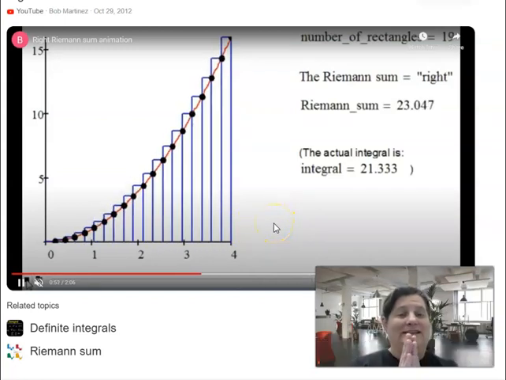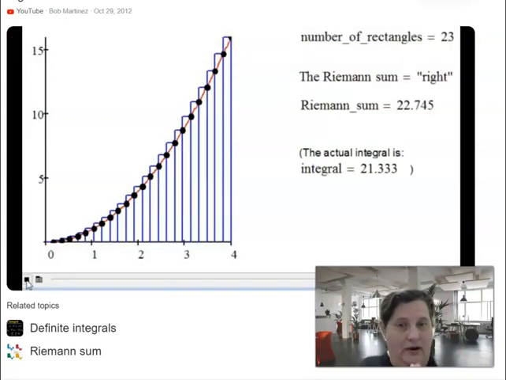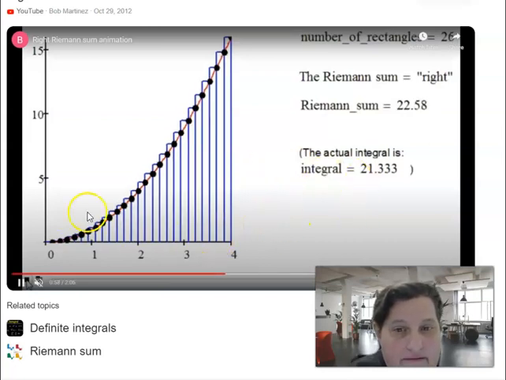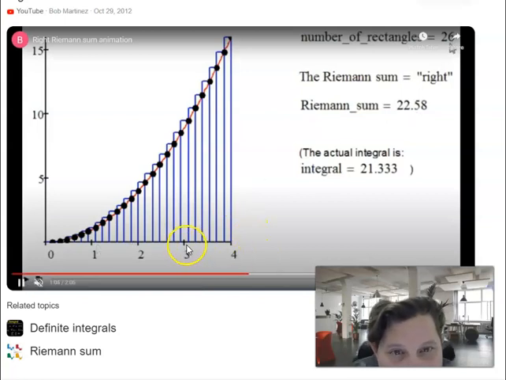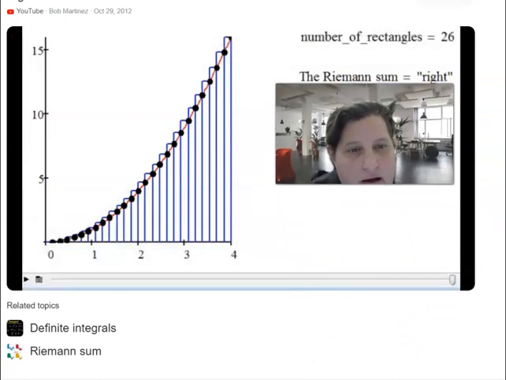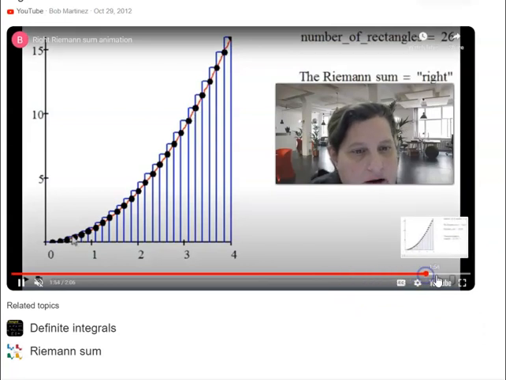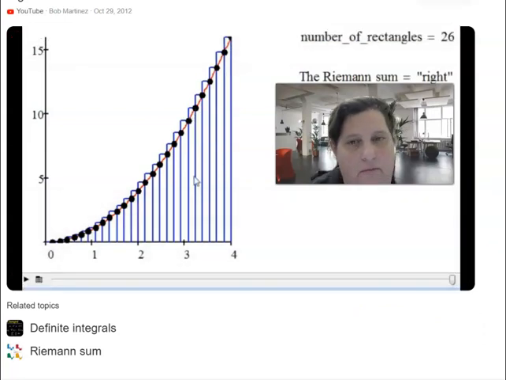So how do I get this exact integral under the curve? How would I get the exact thing? Well, eventually I would want to have an infinite number of rectangles. Does that make sense? And the width of each of these rectangles is getting smaller and smaller and smaller. When we have 26 rectangles, it just keeps on going, making more and more rectangles.